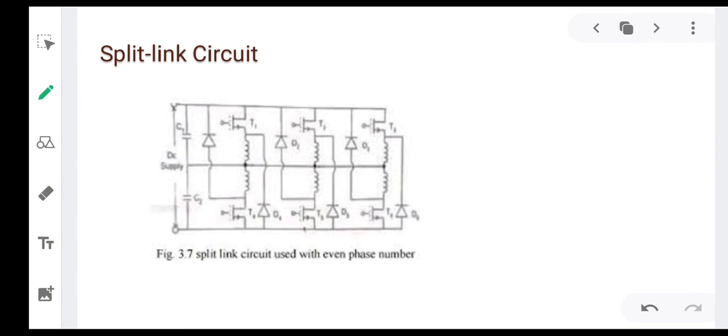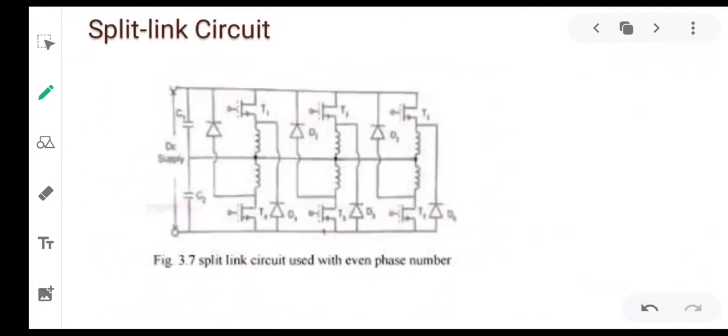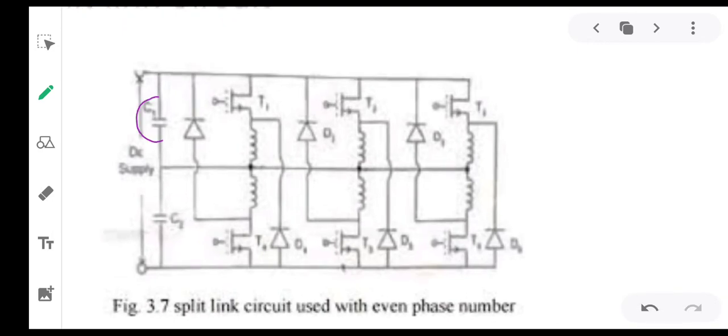Then next is a split link circuit. So this is another circuit known as a split link circuit. Now in the split link circuit, this winding is actually split into two halves, and the supply is also, see here, divided into two halves. Now while exciting, during the conduction period, the energy will be supplied by one half of the DC source, and during the commutation, energy is fed back through the other half of the supply.